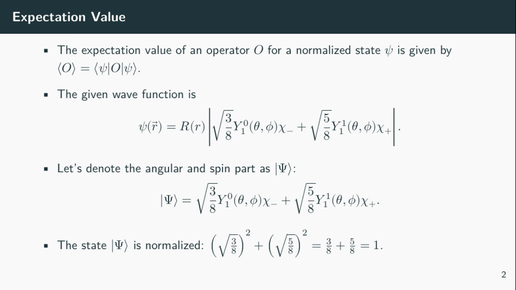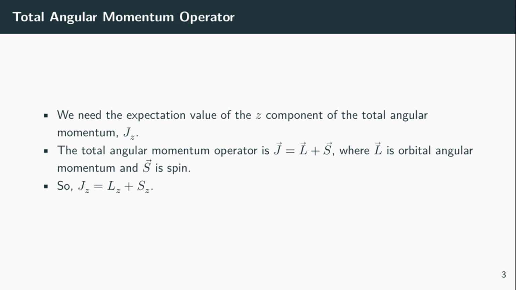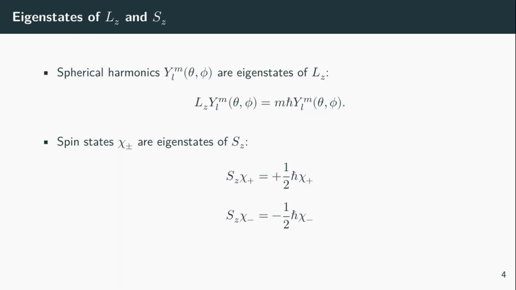momentum expectation values. We need the expectation value of the z component of the total angular momentum, which we write as Jz. Remember, the total angular momentum operator J vector is the sum of the orbital angular momentum L vector and the spin angular momentum S vector. So its z component Jz is simply the sum of the z components of orbital and spin angular momentum: Jz equals Lz plus Sz.